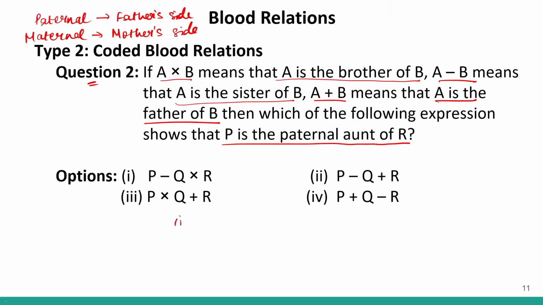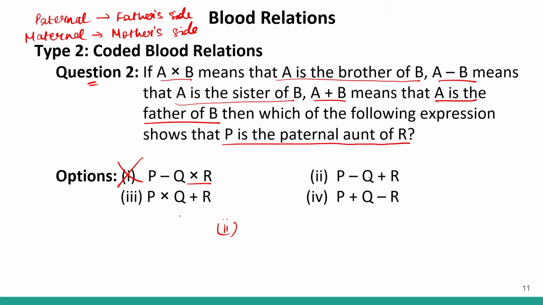So I am solving for option number 1. P minus Q means P is the sister of Q. Sister means female. And Q into R means Q is the brother of R. So male Q will be the brother of R. R's gender is unknown. We have to find out whether P is the paternal aunt. So they are in the same generation. They cannot be aunt. So this is incorrect. Okay. Coming to option number 2.